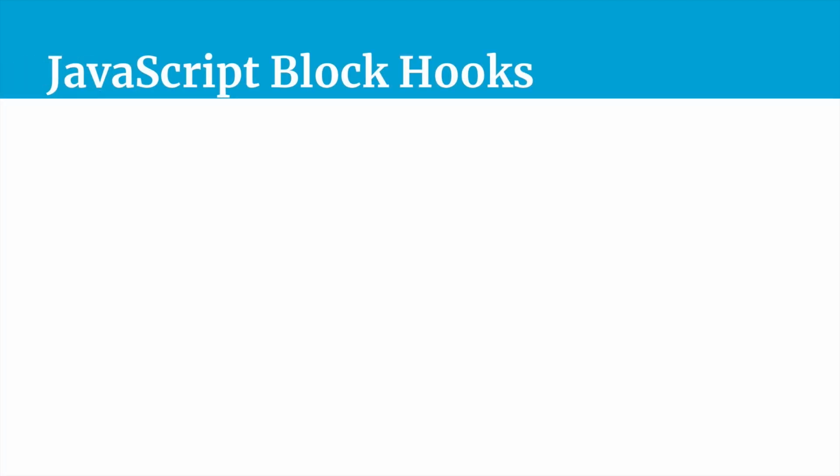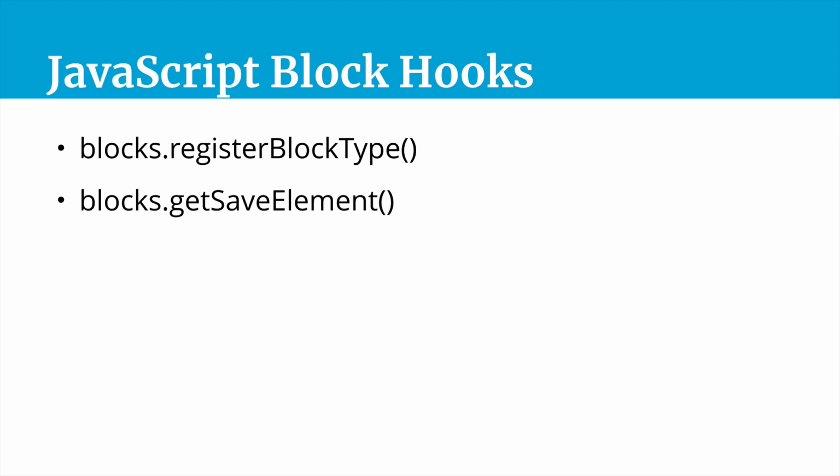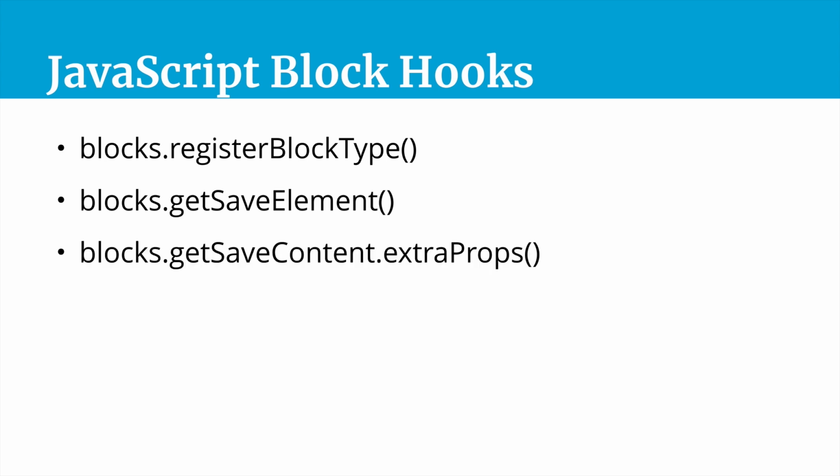When it comes to extending blocks with JavaScript in WordPress, we have a few helpful filters that we can hook into. We have registerBlockType, which will let us override or modify any of the settings that are passed when registerBlockType is called. We then have blocks.getSaveElement, which will allow us to modify just the save element part if we want to make modifications there. We could also call getSaveContext.extraProps if we wanted to just pass extra properties into the save element.